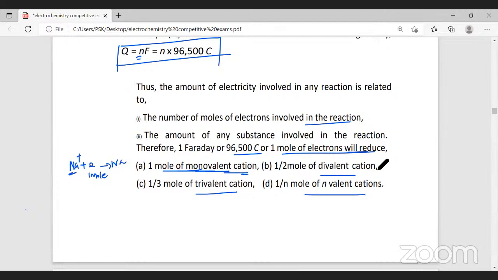Now if you take zinc or copper, we learned copper 2 plus. 1 mole of copper 2 plus ions requires 2 moles of electron to reduce it to copper. That means half a mole of divalent cation will be reduced by 1 Faraday current. Here it is 2 moles. 2 moles means what? 2 Faraday current. So 1 mole, if you take, the amount of copper deposited or reduced will be what? Half a mole.